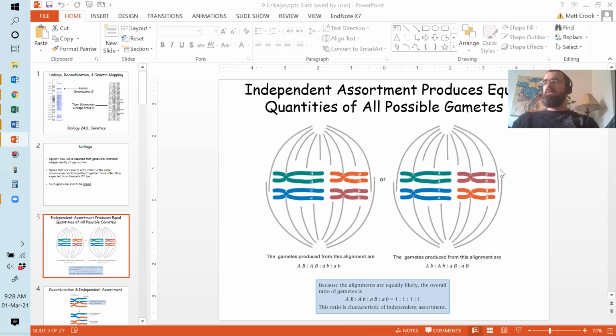So when every trait is on a different chromosome, doesn't matter what trait you look at, you'll see that the random orientation of chromosomes on the metaphase 1 plate and also the segregation of alleles generates all possible gametes in equal frequencies, right? So essentially, if you have two genes and the two individuals are heterozygous, you'll get a 1-to-1-to-1-to-1 ratio of dominant dominant, dominant recessive, recessive dominant, recessive recessive, like what you see down here, right?